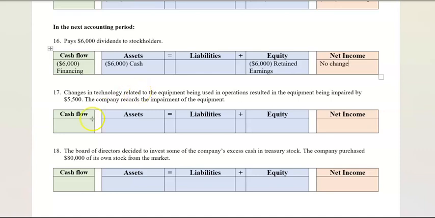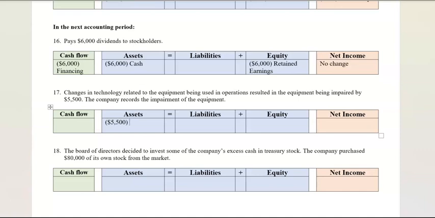Transaction 17 says changes in technology related to the equipment being used in operations resulted in the equipment being impaired by $5,500. The company records the impairment of the equipment. Remember that the entry to record an impairment does not affect cash flows, so we're not going to see anything under the statement of cash flows and no change to cash under our assets. We will see a decrease to assets of $5,500. And that decrease is going to be one of two things.